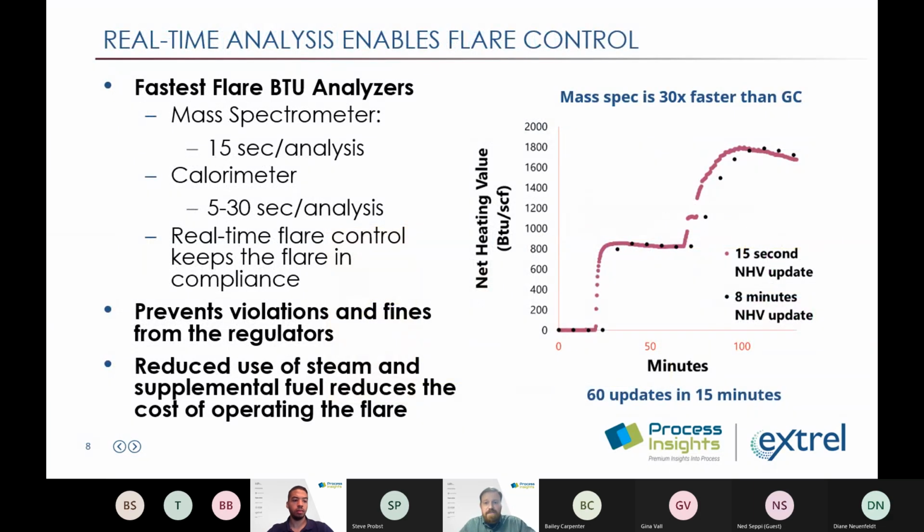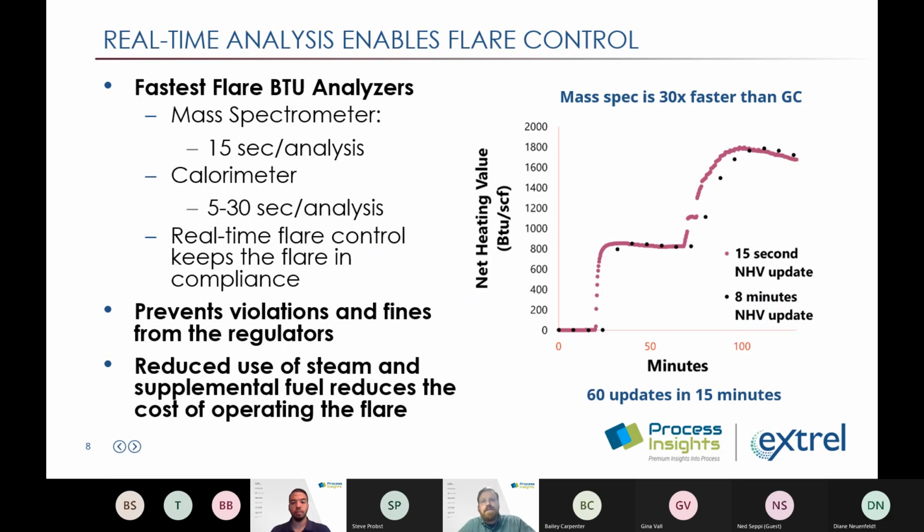Okay, I mentioned that the mass spec does the measurement of the flare gas in seconds. So does a calorimeter. So this is one example that was an installation out in Washington State. You can see some data on this slide. It was a head-to-head comparison of a GC that they had installed on the flare next to the mass spec. So the two analyzers are in the same shelter. They're looking at the same gas.